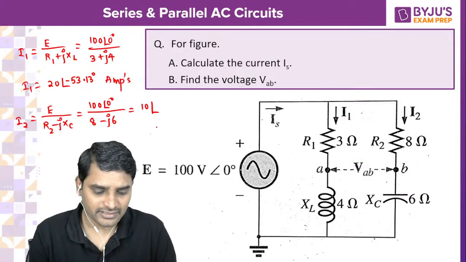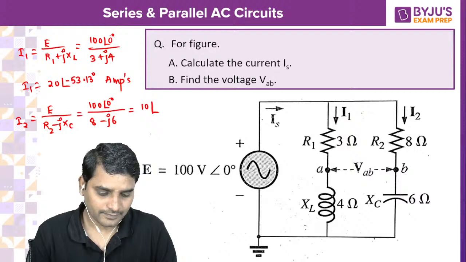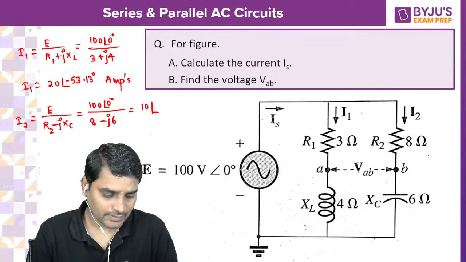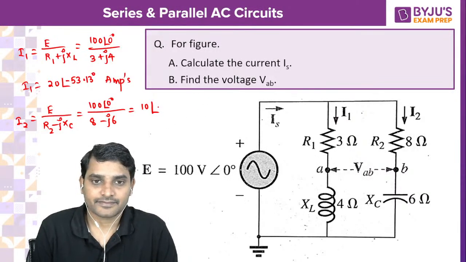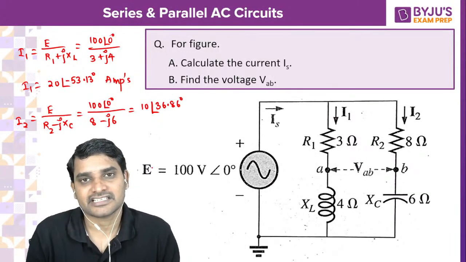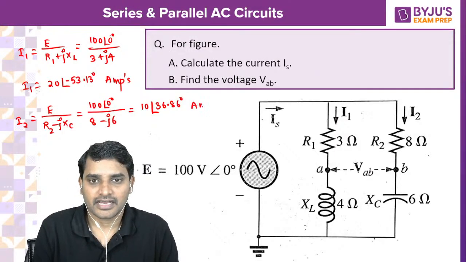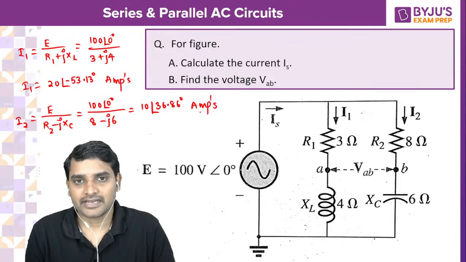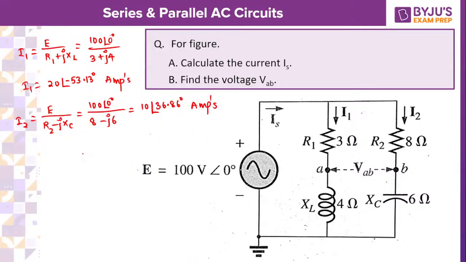Of course, that is tan inverse of 6 by 8. So I am getting around 36.86. Minus 36.86, if it goes up, then it will be plus 36.86. So this is your I2 current. Now if you add them up, again the same as the previous one, the total source current will be I1 plus I2. That will be 20 at an angle minus 53.13 plus 10 at an angle 36.86.